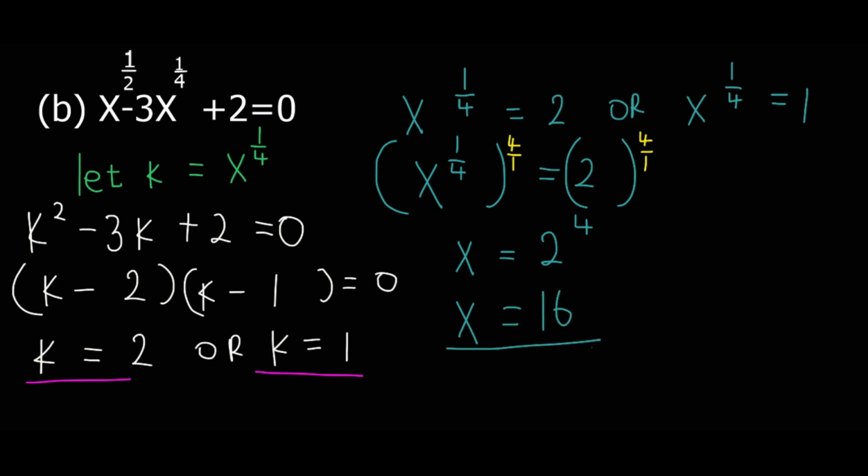So this is the answer, and I told you the same thing. For the other one, this one and this one will cancel. So from there x equals 1 to the exponent 4, which is the same as 1. So these are our solutions.